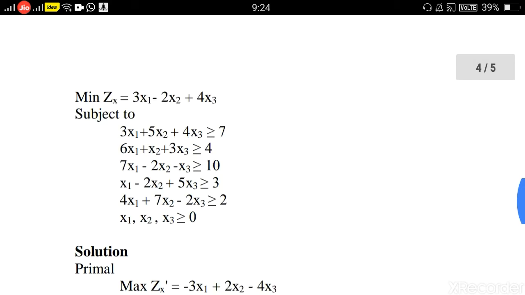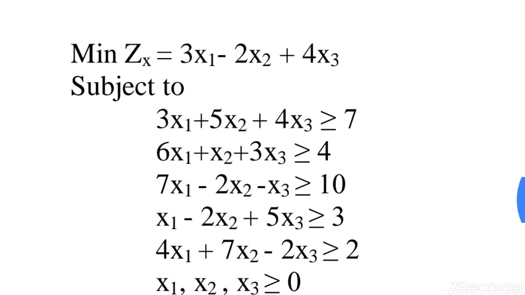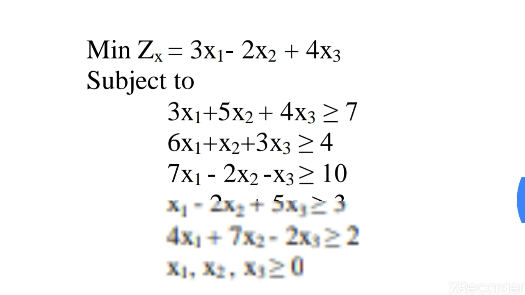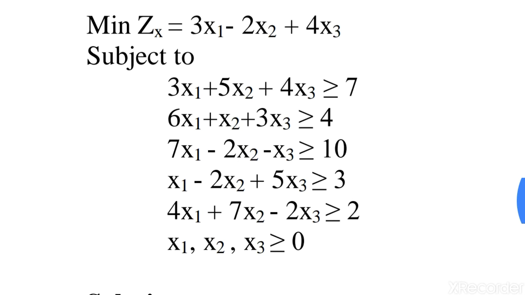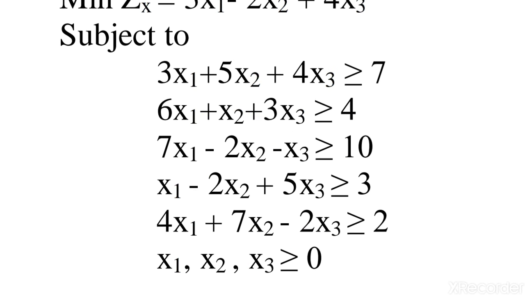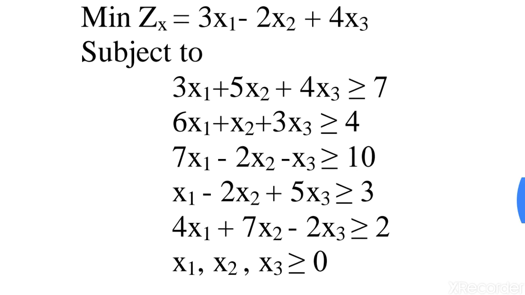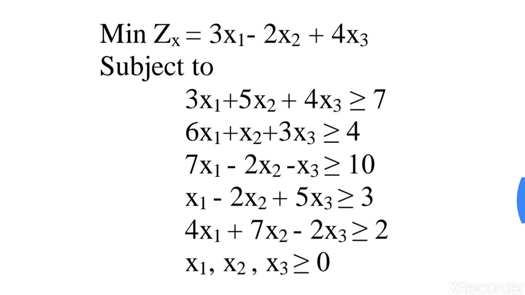So consider this example. There is a minimization problem, that is z equal to 3x1 minus 2x2 plus 4x3. This is the objective function, which is the minimization problem, and there are 5 constraints you can see here, where x1, x2 and x3 are all greater than or equal to 0. So when you get a problem, first you have to check, as I have told you, the initial step.